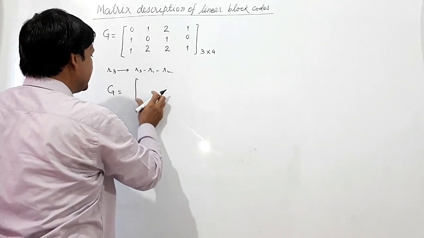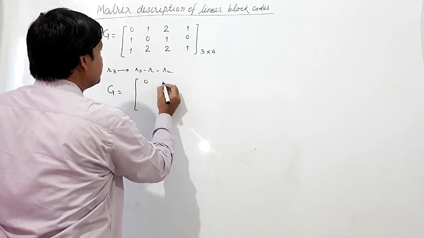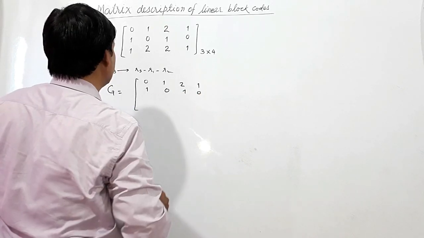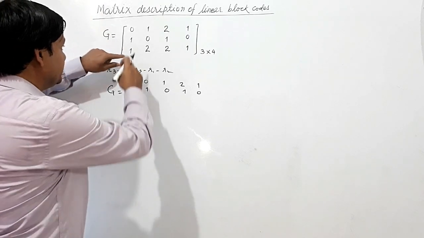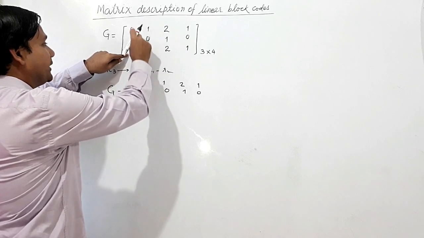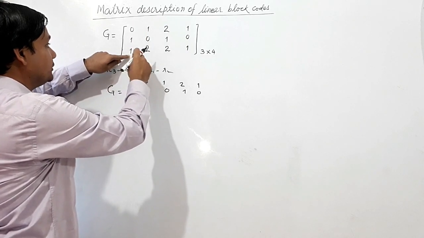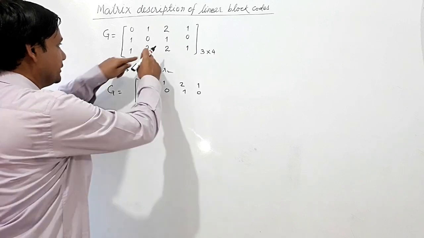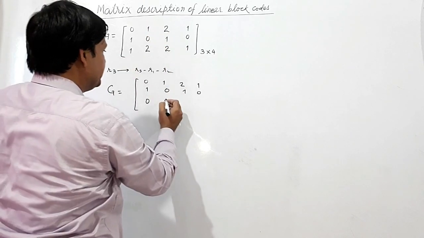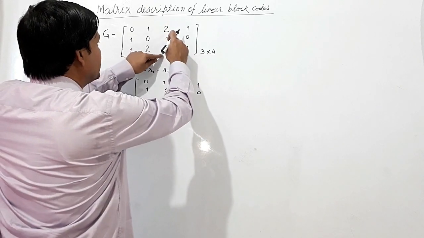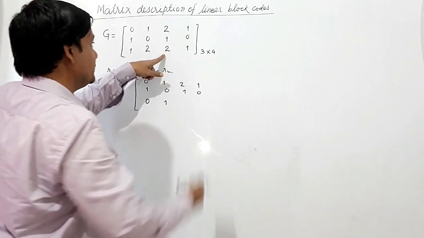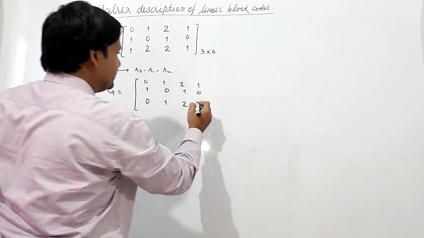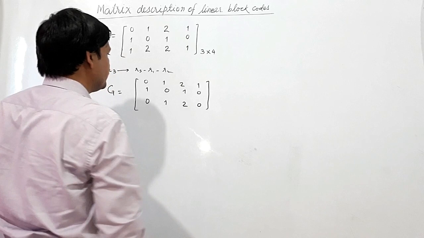R1 will remain as it is, 0, 1, 2, 1, 1, 0, 1, 0. Okay. Now, we have to add these two elements and subtract from here. So, 0 plus 1 will be 1, 1 minus 1 will be 0. Here, 1 plus 0 is 1, 2 minus 1 will be 1. Here, 2 plus 1 is 0 because this is GF3. 2 minus 0 will be 2. 1 plus 0 is 1. 1 minus 1 will be 0. Okay.